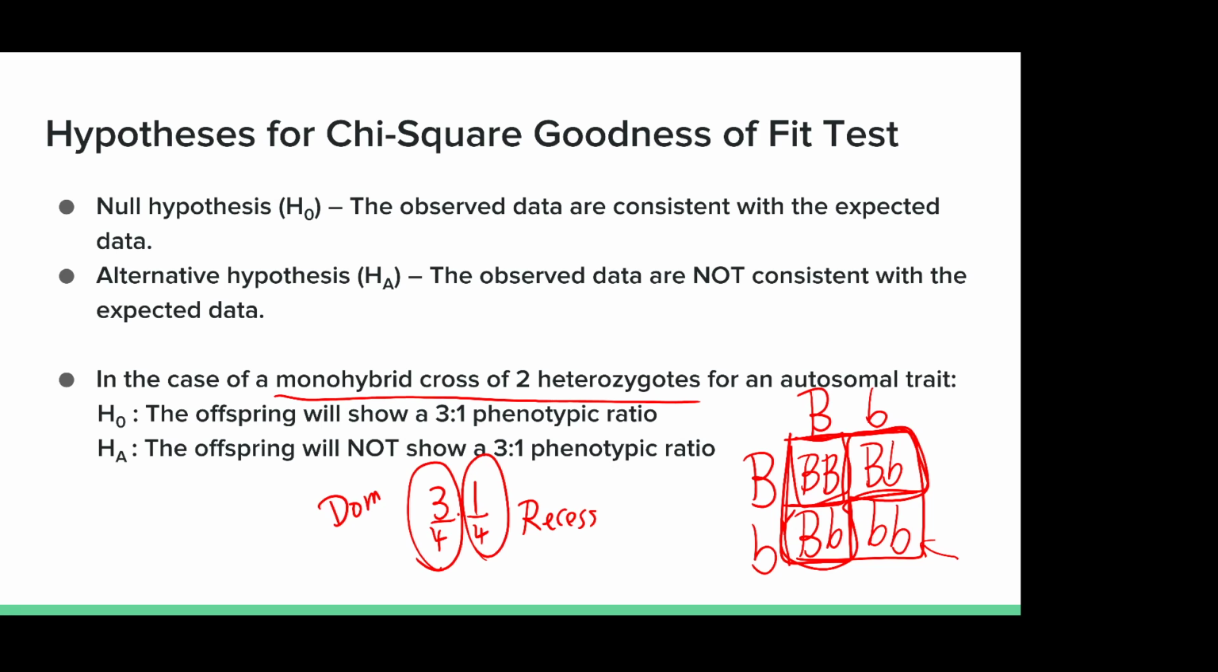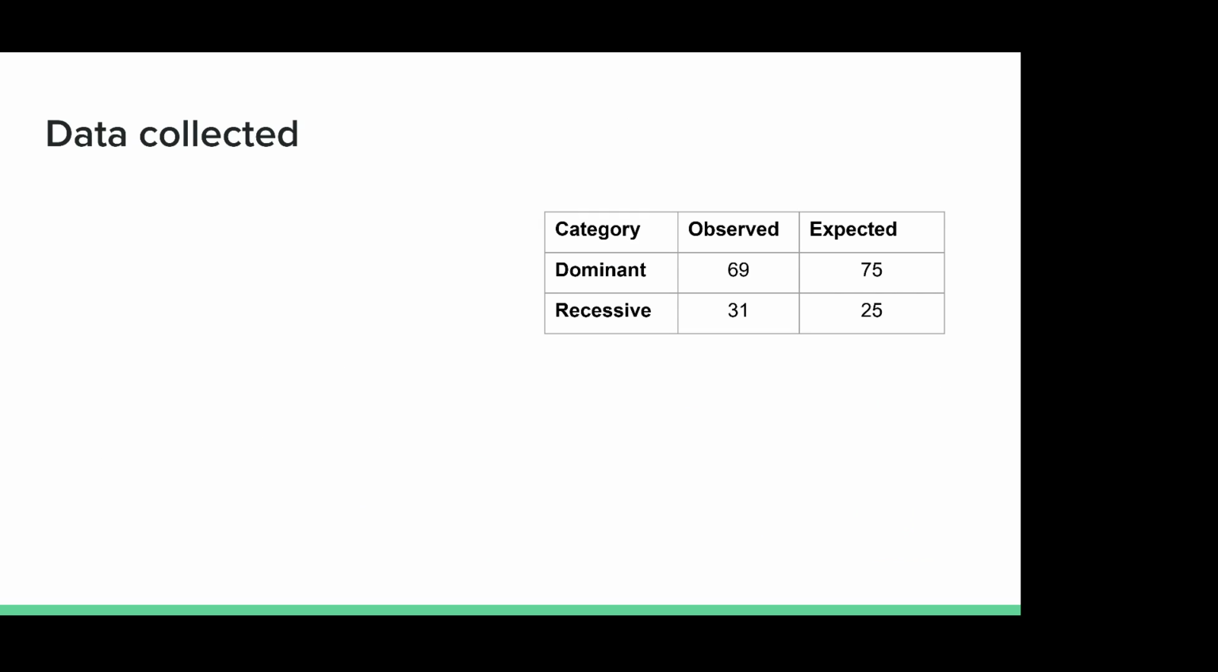So let's do an experiment, a monohybrid cross of 2 heterozygotes for an autosomal trait, and see if in fact that's what we get. Our null hypothesis is what we expect, a 3-to-1 phenotypic ratio. Our alternative is that we'll get something other than a 3-to-1 phenotypic ratio. So we've got the null and alternative hypotheses. Next. So here we go.